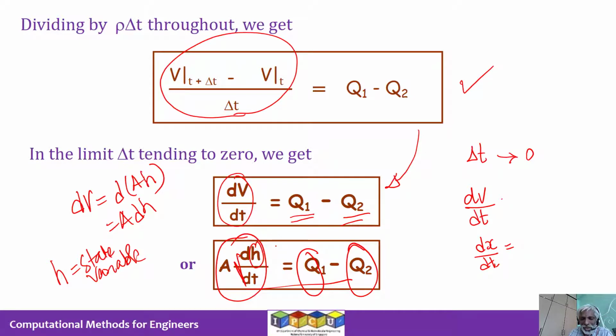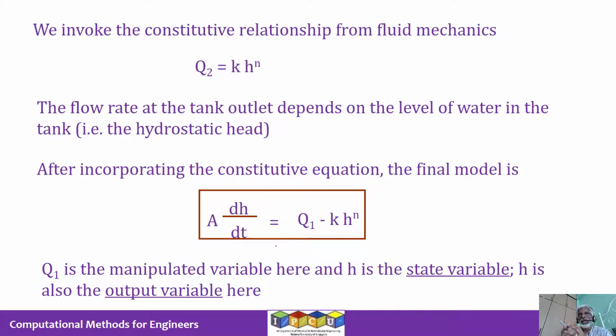And at steady state, dH by dt is equal to 0, which will mean q1 is equal to q2. That means the inflow and the outflow are exactly balanced at steady state. The height of water in the tank does not change. We could also say that when q1 is equal to q2, dH by dt will be equal to 0, and therefore H will be steady. Now, we have written the mass balance equation that's relevant to the system.